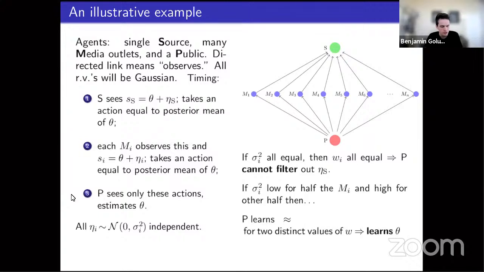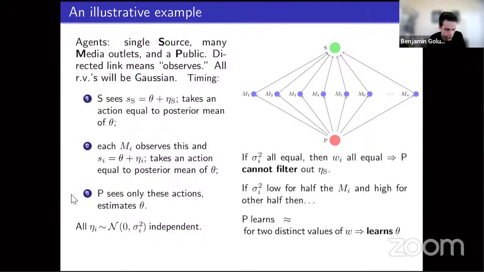So what we have in this illustrative example is a single source. Think of this as a person in the White House. I'm going to switch examples. Someone who has access to really good information, they see a signal. The source sees a signal about the state, which is the true state theta, plus eta, which is a private noise. And S somehow reveals their posterior mean to people they talk to. Maybe they just say it, maybe they take an action which reveals the posterior mean that they have about theta given their signal. For example, if theta has an improper prior, then the source's belief just is the signal she got.